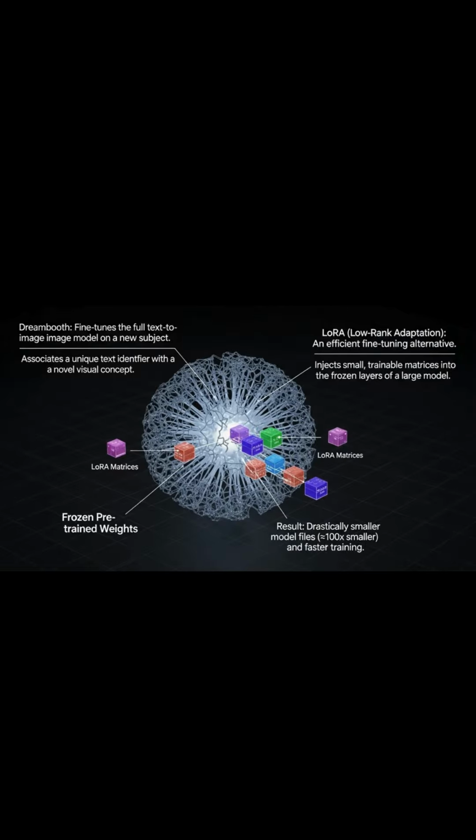For ML engineers, the holy grail is often specialization. How do we teach a massive generalized model about a new, specific concept? This is where Dreambooth comes in. The technique allows you to fine-tune a full text-to-image model, like Stable Diffusion, using just a handful of images of a specific subject, say your pet. You teach it to associate a rare, unique text token, like "a sks dog", with this new concept.